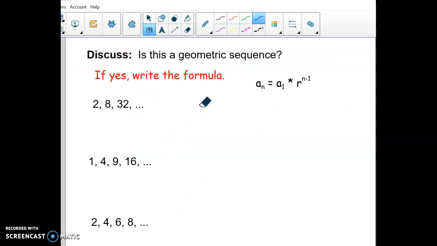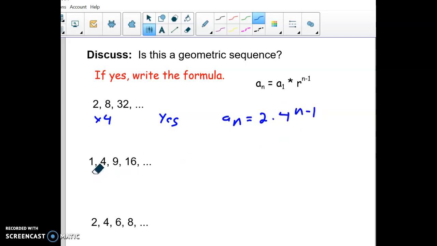Are they geometric sequence, yes or no? And if yes, write the formula. Okay, hopefully got a chance to try them. First one, let's see. I think we're multiplying by 4. So that one would be geometric. And then the formula, pretty straightforward. First term is 2, multiply by 4, n minus 1 times.